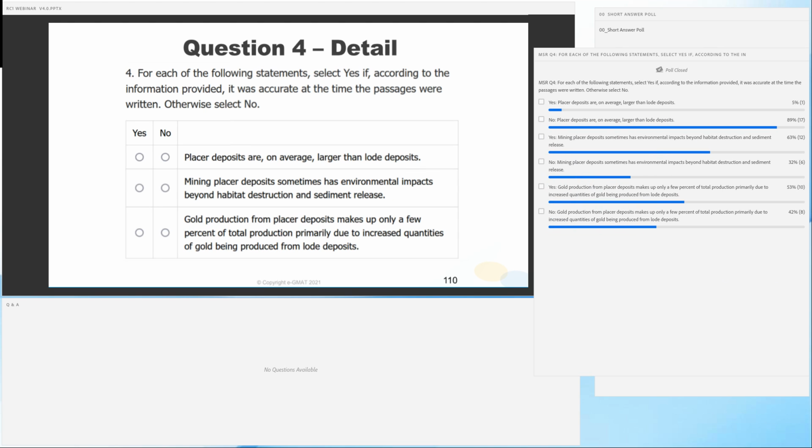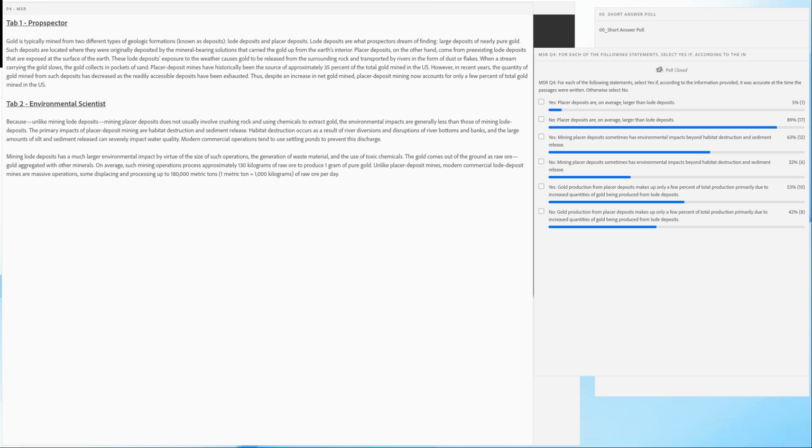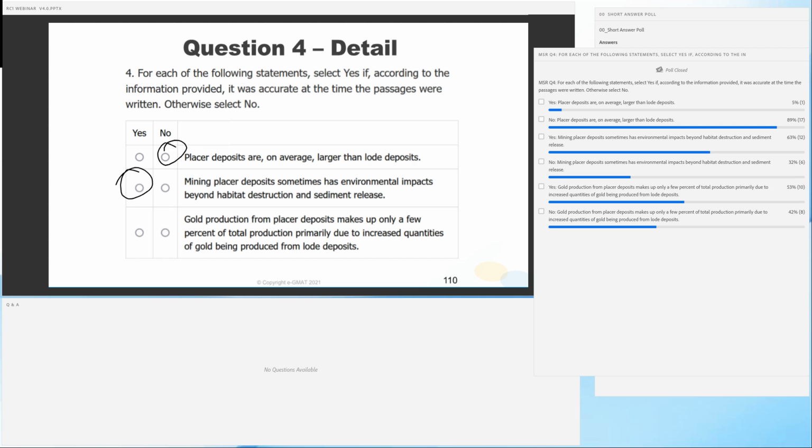This is how you guys polled. So most of you got this right. Placer deposits are not larger than lode deposits. It's very, very simple over here. Mining placer deposits sometimes has environmental impacts beyond the habitat of this. Yes, they have. How do we infer that? And this is again a very, very typical CR inference here. We see this. The primary impacts of placer deposit are A and B. When we say the primary impacts are this, it means that there are other impacts as well. Otherwise, the author will not use the word primary here. Which means sometimes there are environmental impacts other than this.